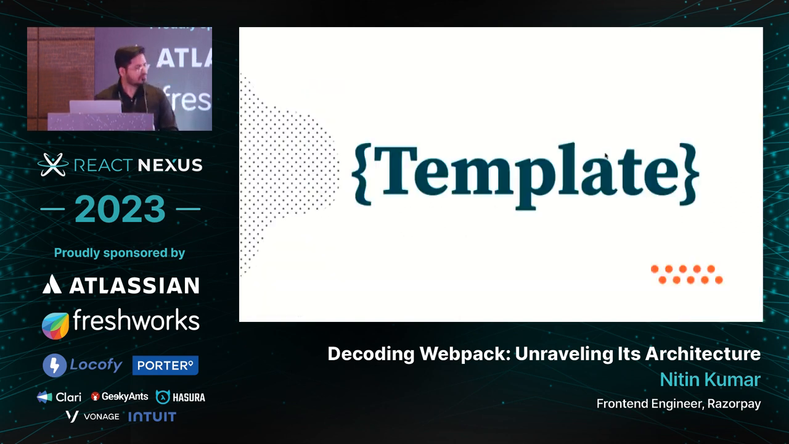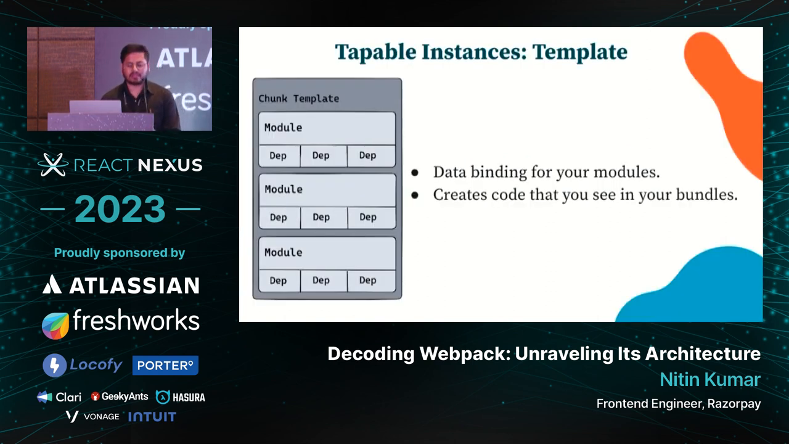The next Tapable instance is template. Template is what a chunk looks like. Has any one of you actually gone into the bundle.js file and seen how Webpack outputs that bundle? Nice. So that is basically the template. You can think of the template like the JSX you write inside React. Module, you can think of like the props you pass. So we define how we want to create the bundle here. And once the bundle is created, that's the output you see in bundle.js.